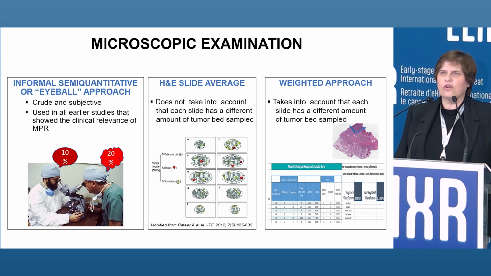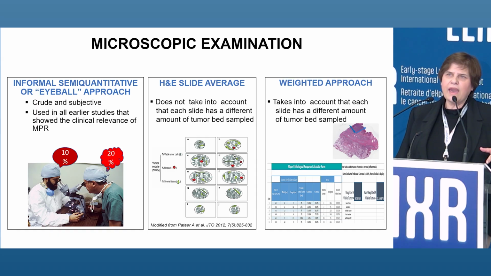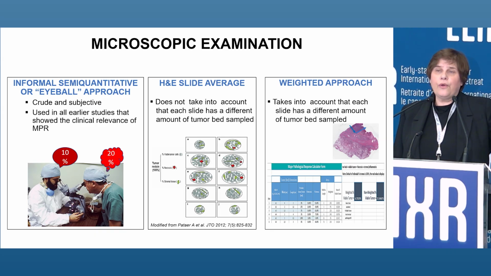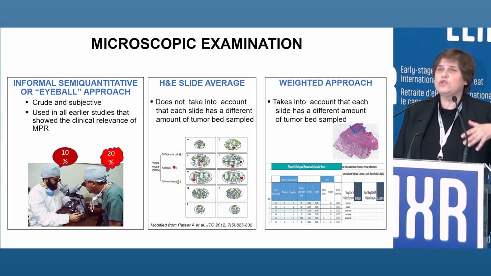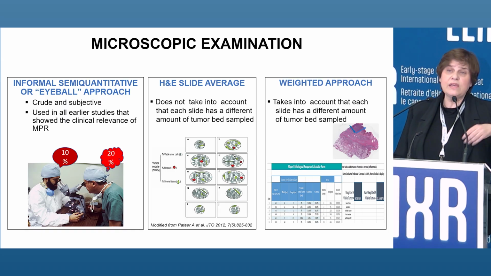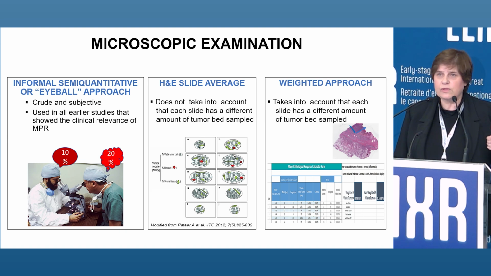So, okay, this is our grossing, which is a mess. Then we have microscopic examination, which is another mess, I would say. So basically there are 3 different ways we can do this. And there's no way that in a clinical trial you can actually figure out how it was done, because nobody actually pays attention to it. So we believe the most common way is the informal, semi-quantitative, or eyeball approach, because that was used in all the early chemotherapy trials. And it basically showed that MPR does have a clinical relevance. But the major critique is that this is crude and subjective, but we as pathologists love it, because particularly those of us who are thoracic pathologists can do this very fast, even if you get 100 slides.